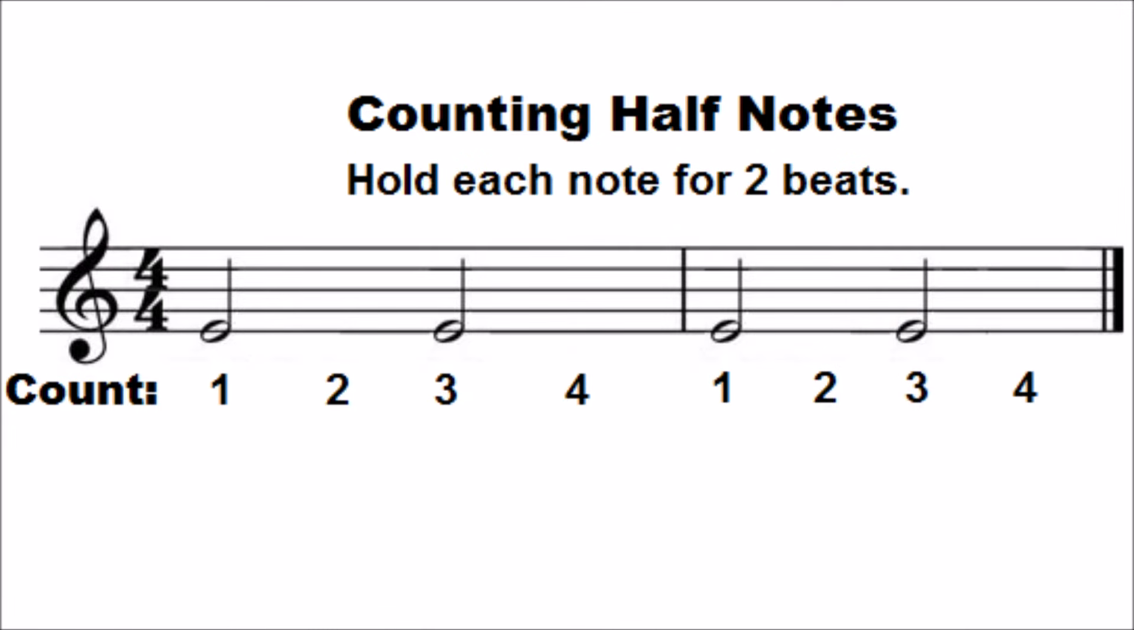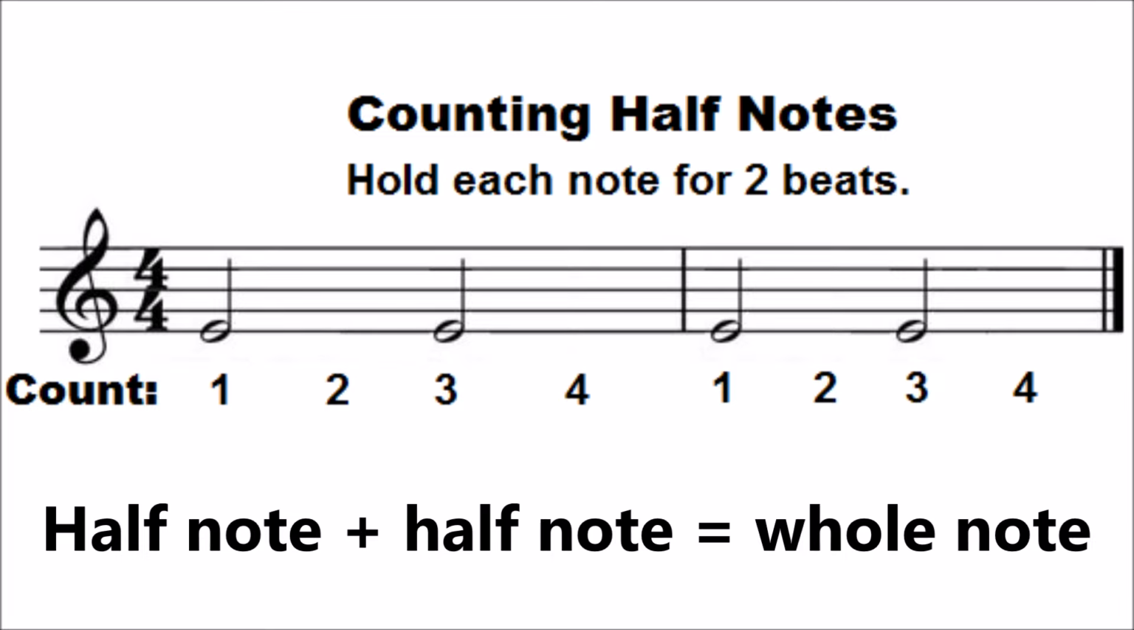The half note is also called a minim. It looks almost like a whole note, except for the fact that it has a stem attached to it. This note has a value of 2. It receives 2 beats or counts. 2 half notes equal the value of 1 whole note.